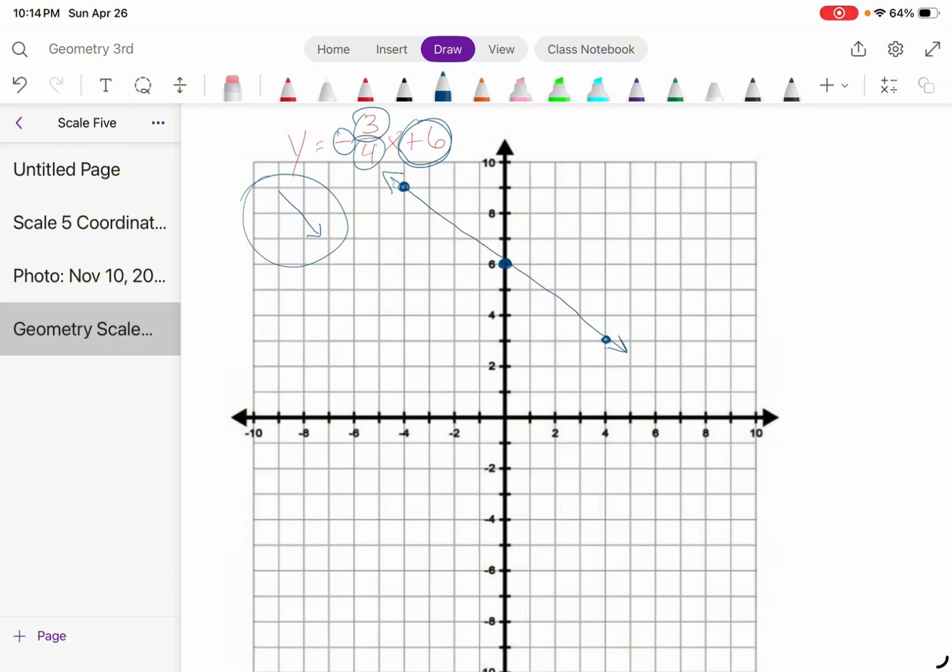I do like for when you graph these that you go ahead and extend your line all the way through, to get some more points to where it does cross the x-axis.